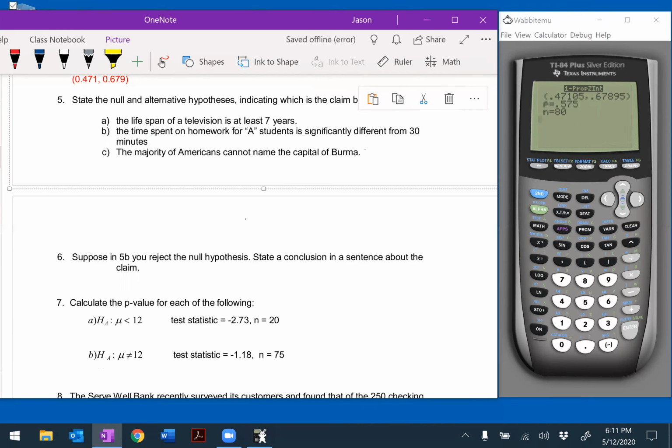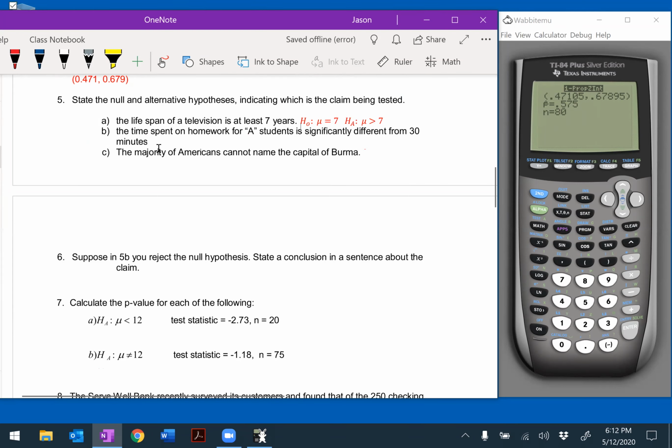Okay, so let's see what we got. Or sorry, it's the greater than 7. It's more than 7, yeah. So the null is mu equals 7 and the alternative is greater than 7. Okay, because it's at least 7 years, which means 7 or more. That's the claim. Okay, the time spent on homework for A students is significantly different from 30 minutes.